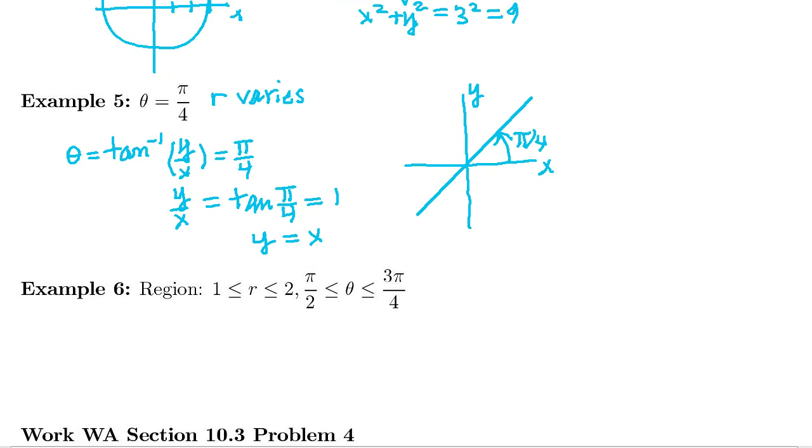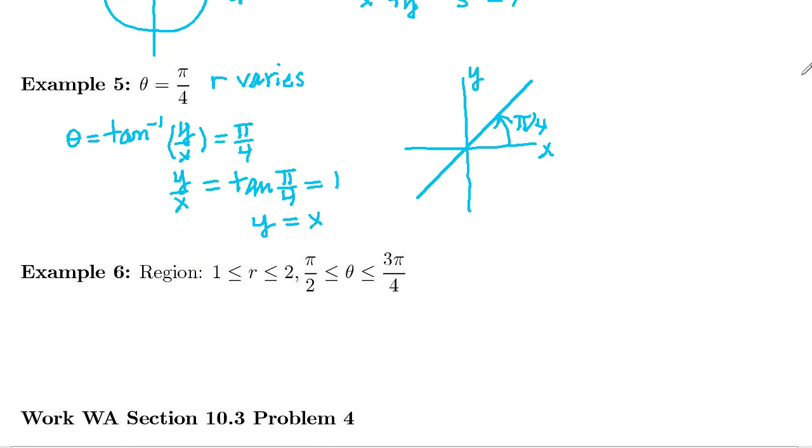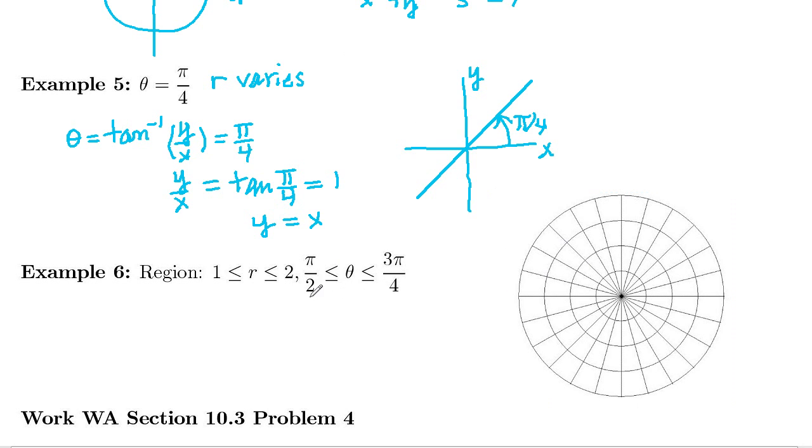Now let's look at a region here. So we want to graph the region where the radius is between 1 and 2, and your angle is between pi over 2 and 3 pi over 4. Well, let me grab a polar graphing grid and put it in here. There we go. And let's see, so our radius is between 1 and 2.